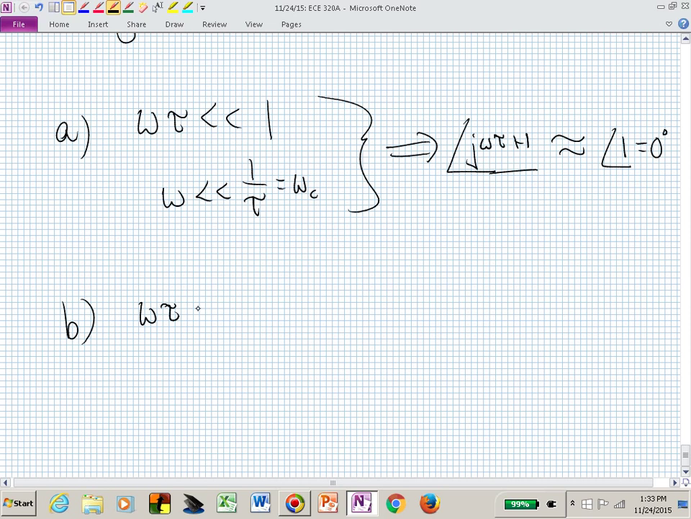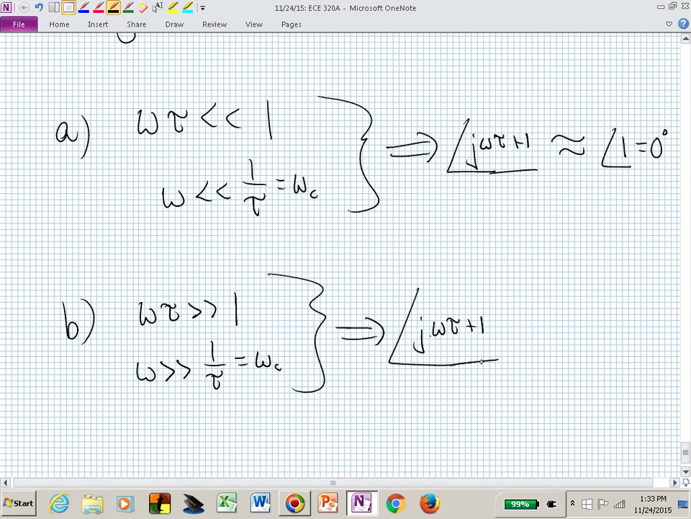Now when omega tau is much bigger than 1, or omega is much bigger than the break frequency, now what happens to the angle of j omega tau plus 1? Now I go over 1, and then what do I do? I go up quite far, don't I? What's the angle from the origin to here?